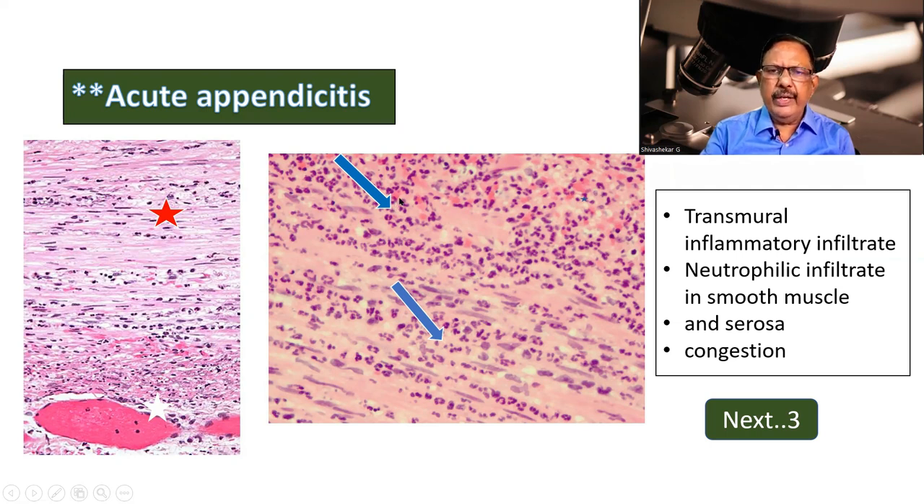At a higher magnification, they are having irregular nuclei, somewhat like a butterfly or a figure of 3, etc. So there is a transmural infiltrate of neutrophils in the smooth muscle as well as all the layers, and the serosa is congested. The diagnosis is acute appendicitis.